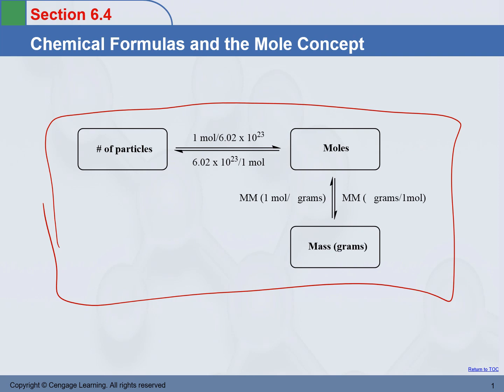Given the mass of something, or moles of something, or number of particles of something, we can go back and forth to get the other two. Given grams, we can get how many moles are there in that grams or how many particles are there in that many grams. So given information of a substance, we can get the other two kinds of information about the substance.